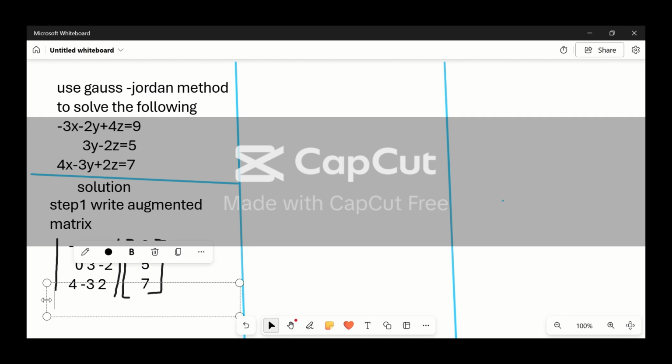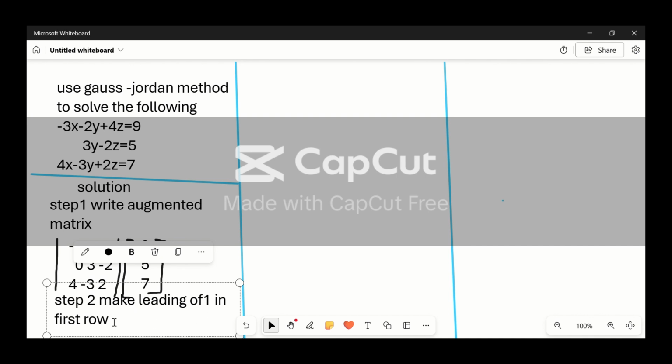So step 2 here is just making a leading 1 in the first row. Make a leading 1 in the first row. Here you can use this, and this is how you are going to make a leading 1 in this first row.